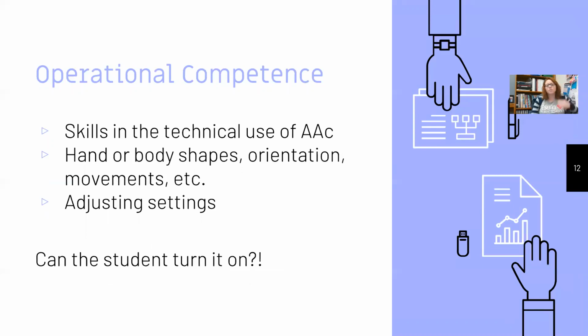Operational competence refers to the technical use of whatever their system is. So this is helping them to make hand or body shapes in order to select what they need to select, or orienting to the device, or getting those movements down. It can also refer to adjusting settings, like turning the volume up, turning the volume down. And at the bottom, I have the question, can the student turn the device on?